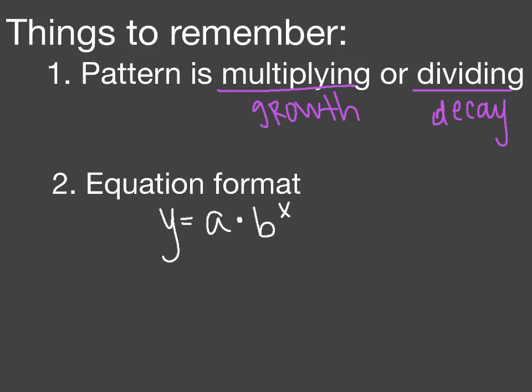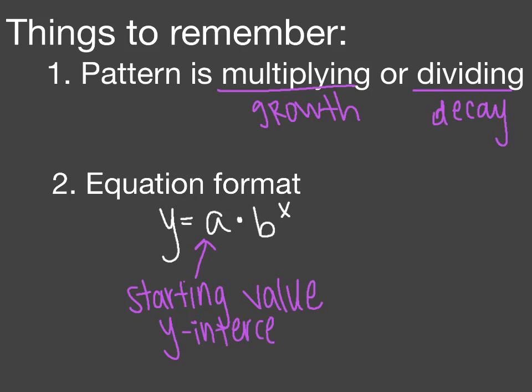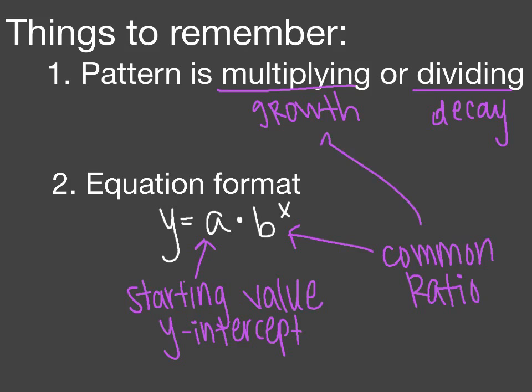The second thing that we need to make sure we remember before we start looking at tables is the equation format. Y equals A times B to the X. Again, hopefully you're remembering that the A stands for our starting value, which is the same as your y-intercept. And then hopefully you also remember that your B value is your common ratio. And your common ratio, again, is directly related to your pattern of multiplying and dividing.